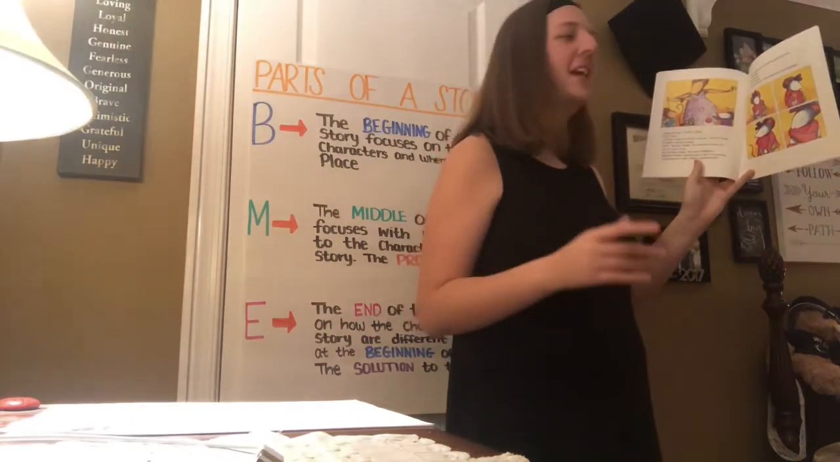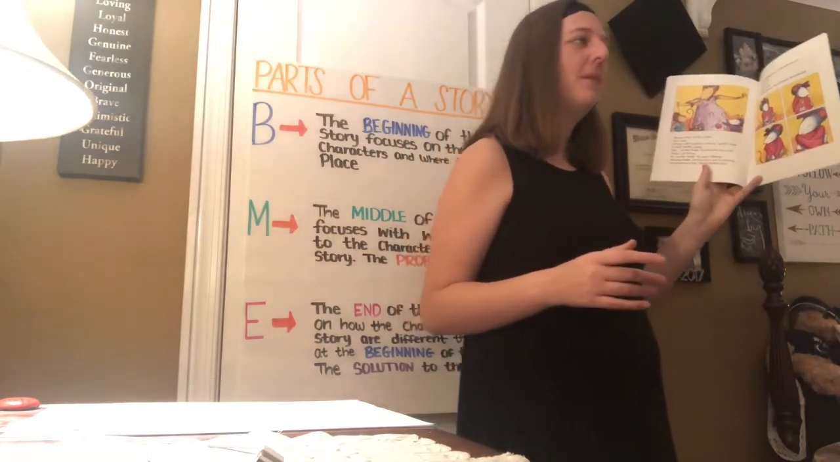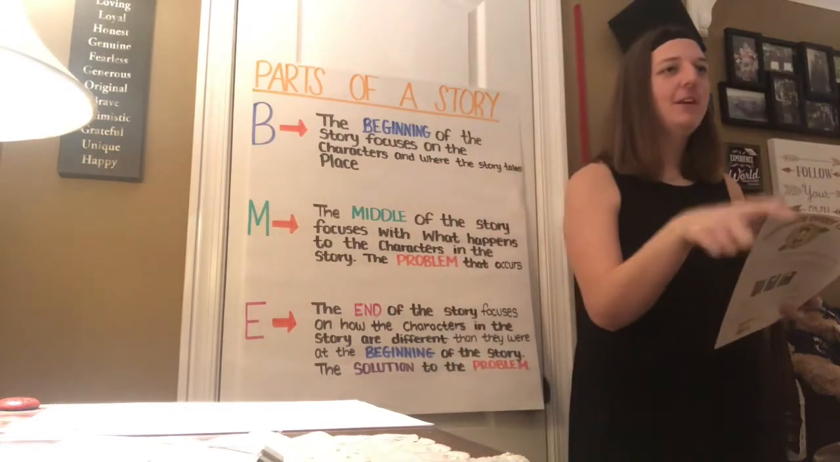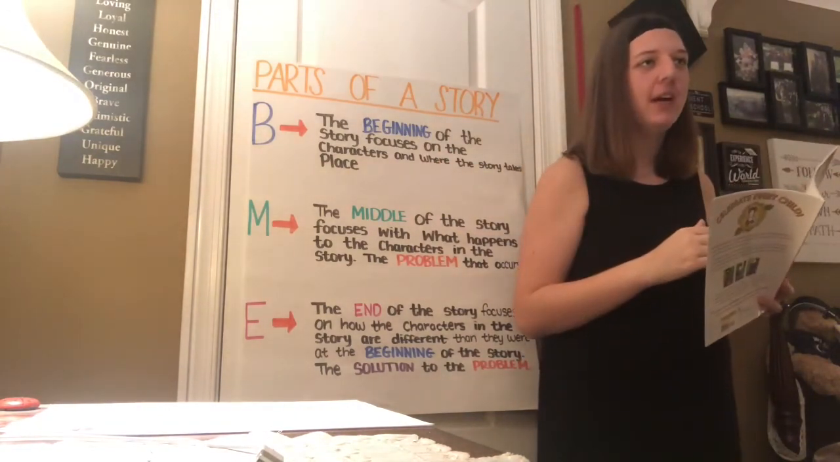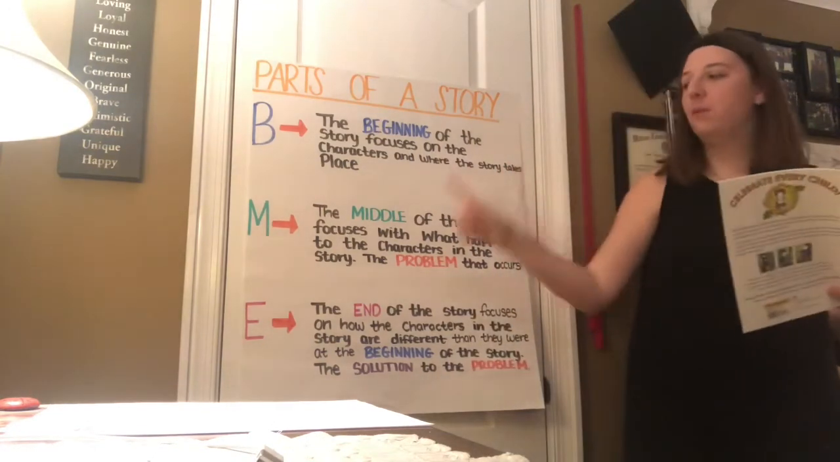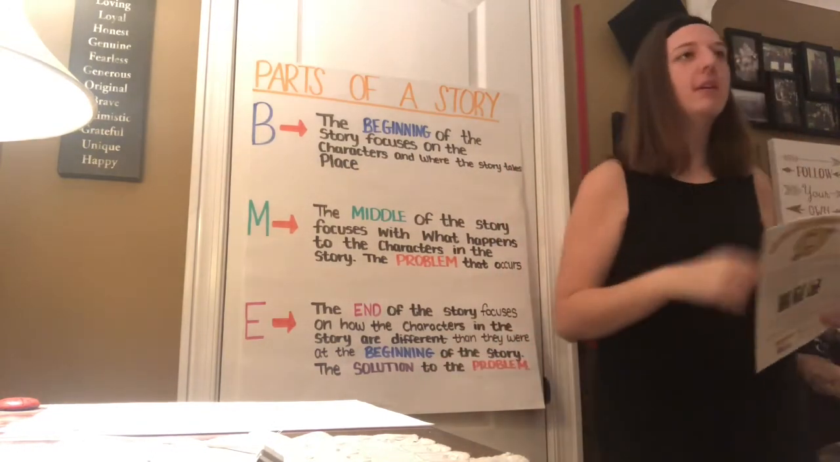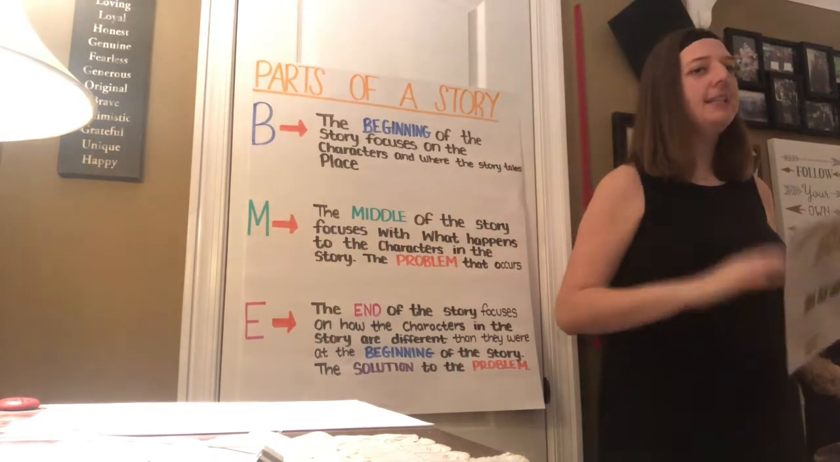Chrysanthemum, chrysanthemum, chrysanthemum. What just happened? Turn and talk to your elbow partner. Tell me exactly what just happened in the story. And then tell me if we reached our solution to our problem. Go. Eyes up, hands up.